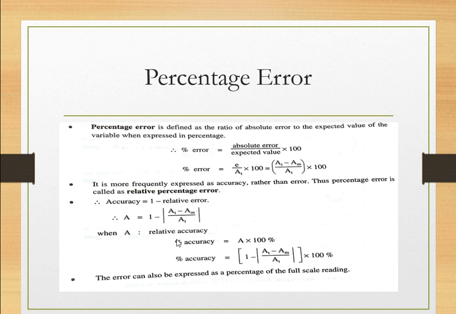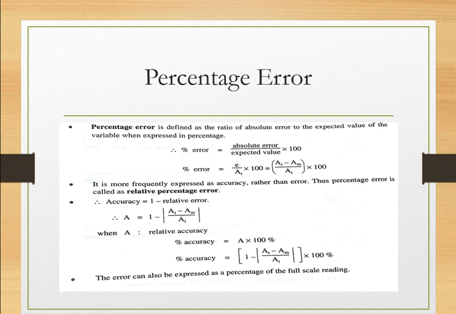Finally, if I want to calculate the accuracy in percentage, we just have to calculate this relative accuracy and after that multiply it with 100%. It will give you a percent accuracy. So the percent accuracy equation that I am getting here is, in brackets, 1 minus AT minus AM divided by AT, bracket complete, into 100%. And here the error can also be expressed as a percentage of the full scale reading. So that also we have to see.